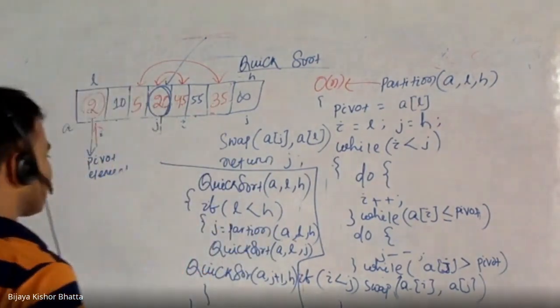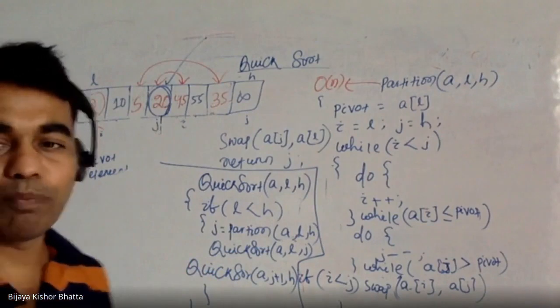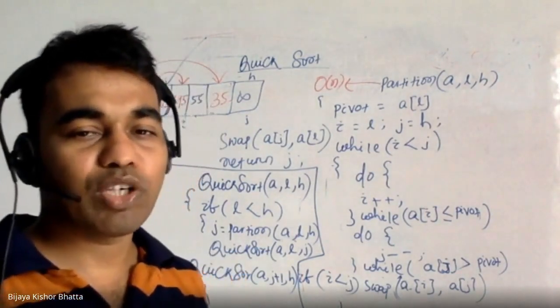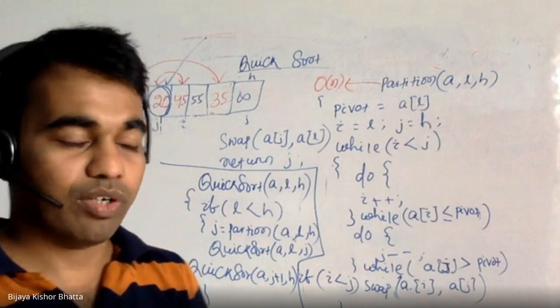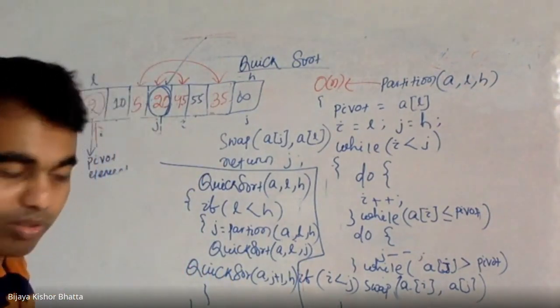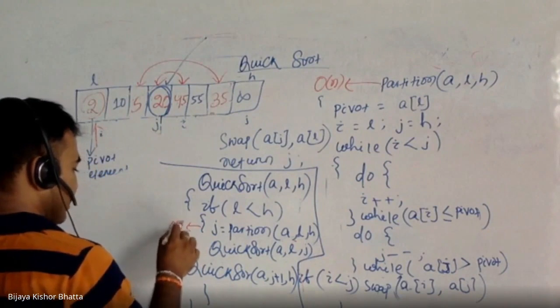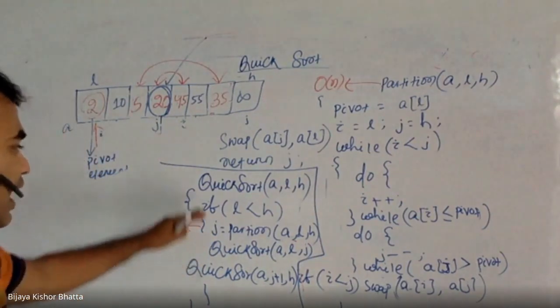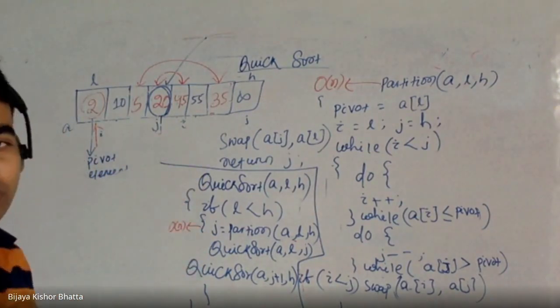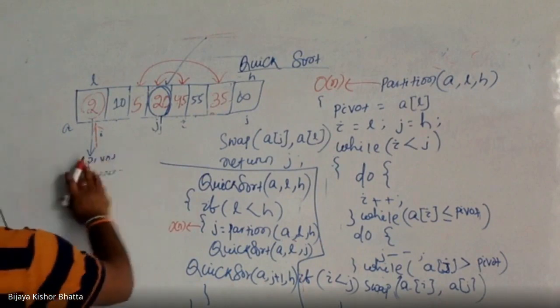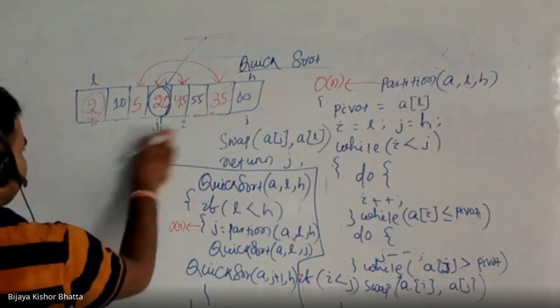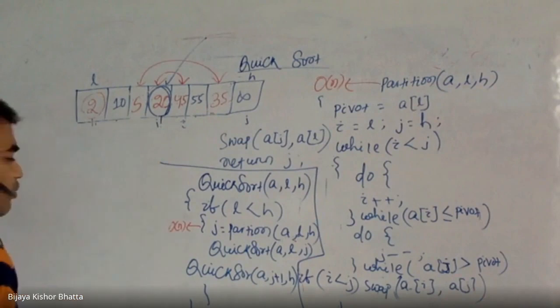Now the question is, what is the time complexity of this particular quicksort? This particular partitioning algorithm, we know that it is order of n. But what is the time complexity of quicksort? In order to understand that, let me tell you one example.